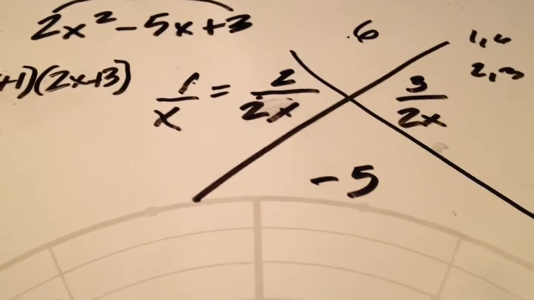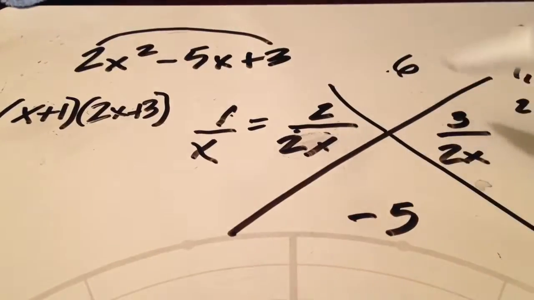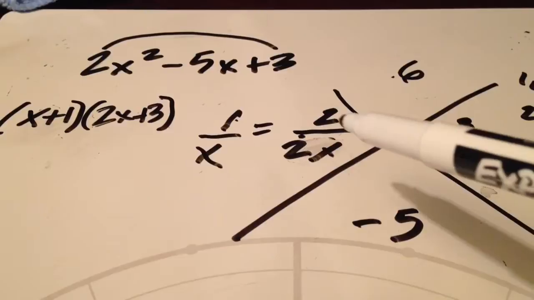I just saw your text that just says you factor by grouping. So to review, I multiply 2 times 3. That goes on top. The middle coefficient goes on the bottom. Then I find my two numbers.